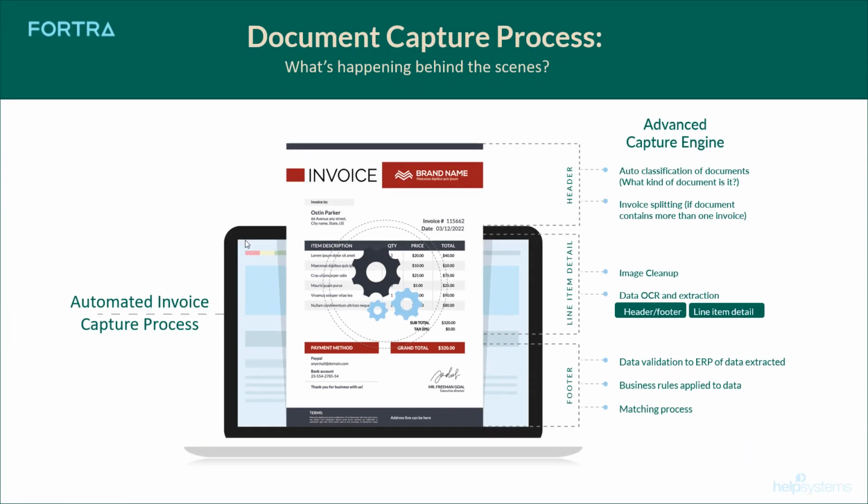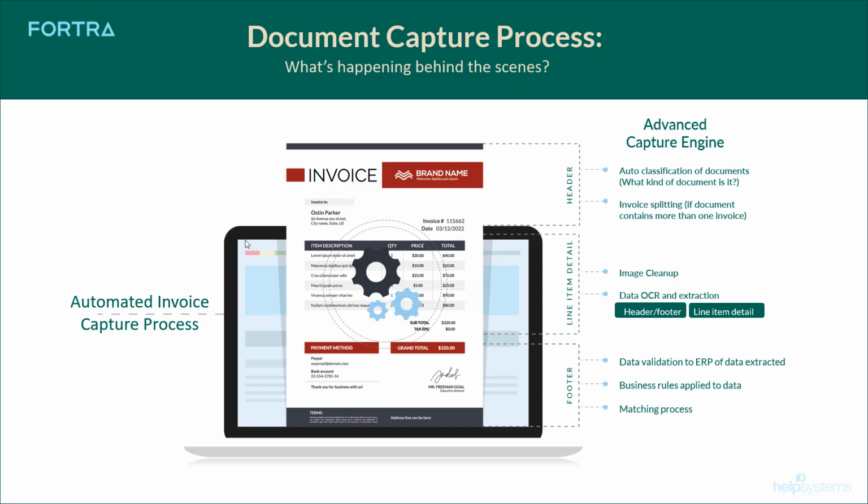So in the back of the scenes of this process is where the auto classification of documents is happening, right? When those documents get picked up from that folder, if they're scanned or captured from an email account, we're looking at those documents and saying, hey, what kind of document is it? We're also looking at the invoices, say it's a PDF or a scanned document, and whether it contains one or multiple, so we can split them and process individually. We're doing data extraction at the header, footer, and line item level, depending on the requirements at that point.